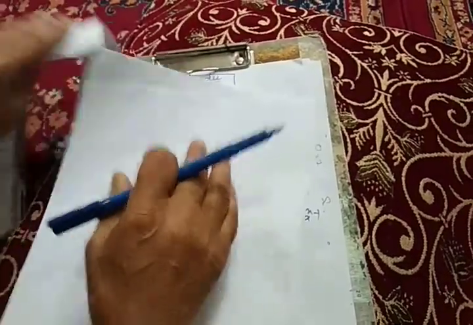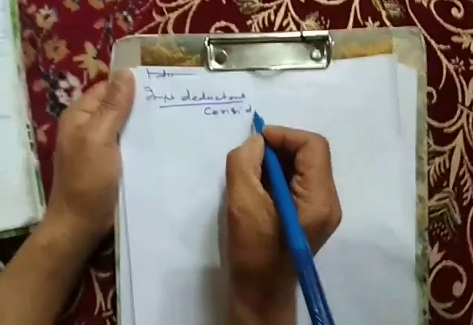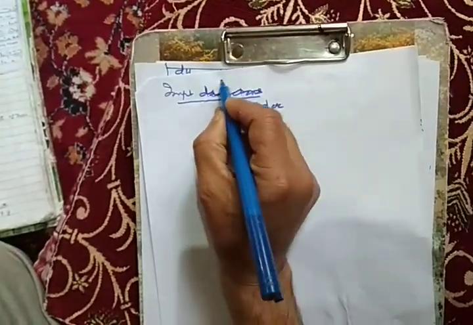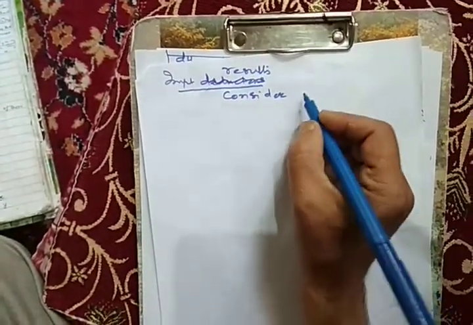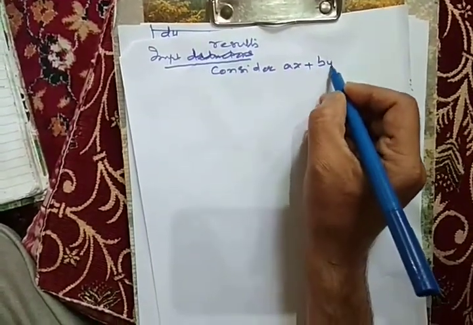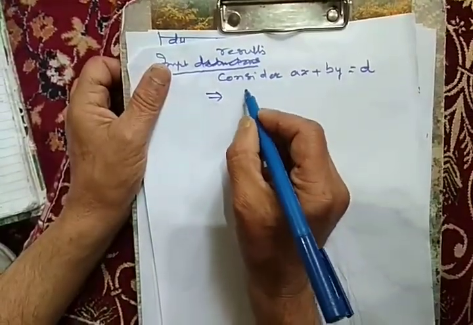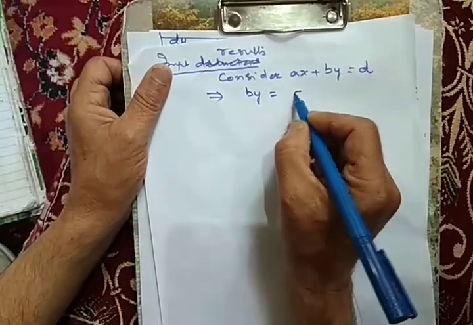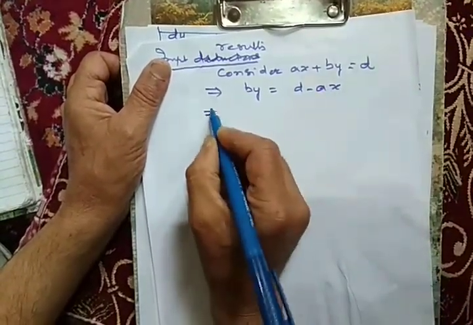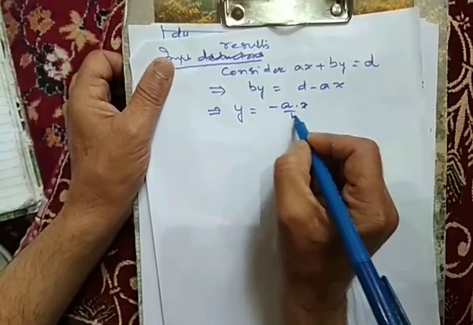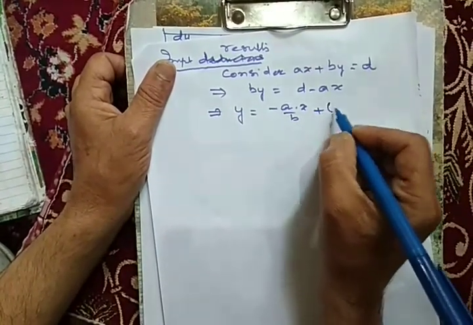Now, let us take some important deductions from these. Consider ax plus by equal to d, suppose, which implies that by will be equal to d minus ax, which further gives us that y is equal to minus a into x divided by b plus d by b.